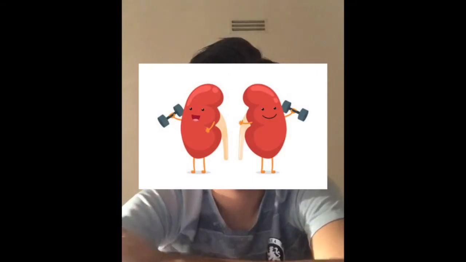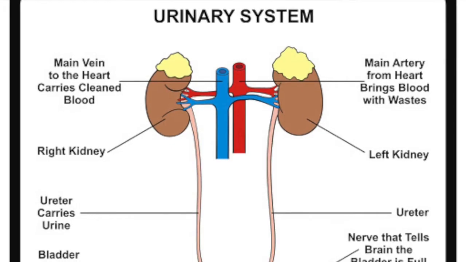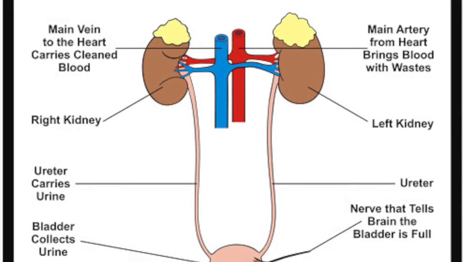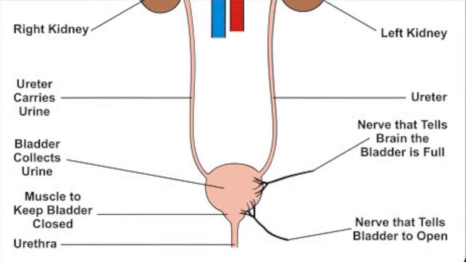The urinary system has as its purpose to eliminate waste from the body, regulate blood volume and blood pressure, control levels of electrolytes and metabolites, and regulate blood pH. The urinary system consists of the kidneys, ureters, bladder, and urethra.